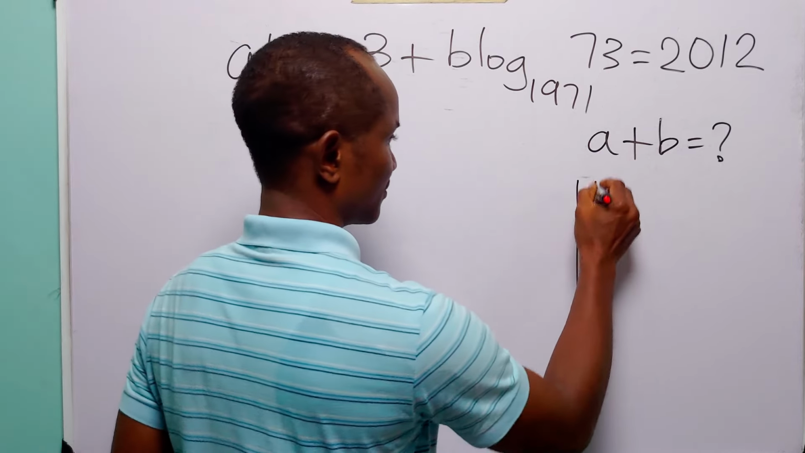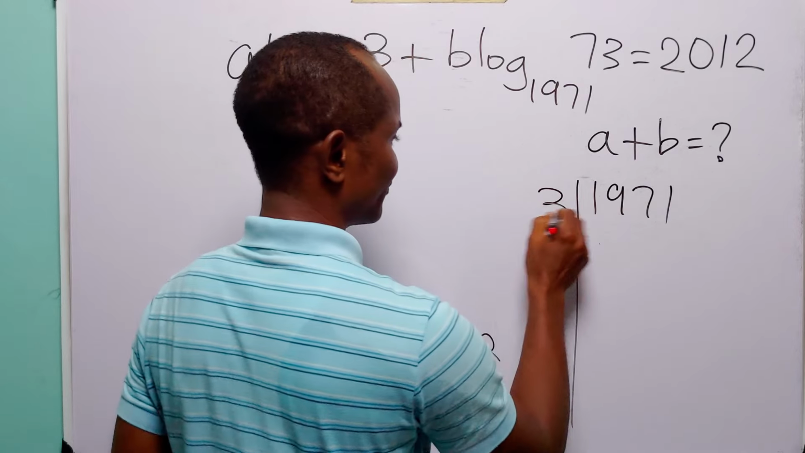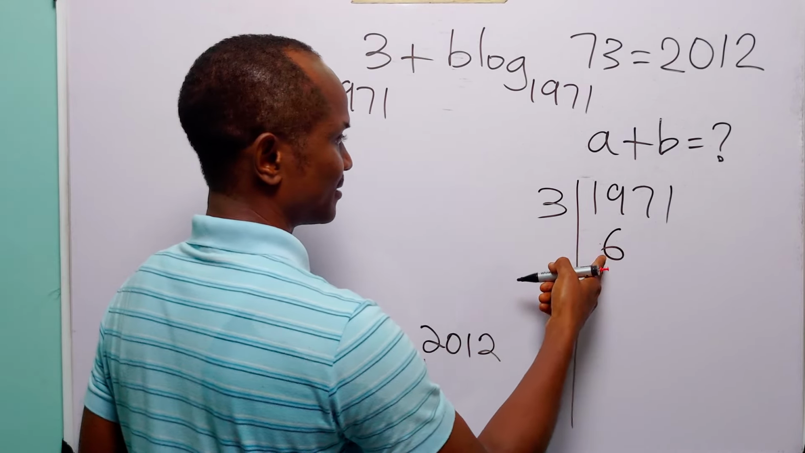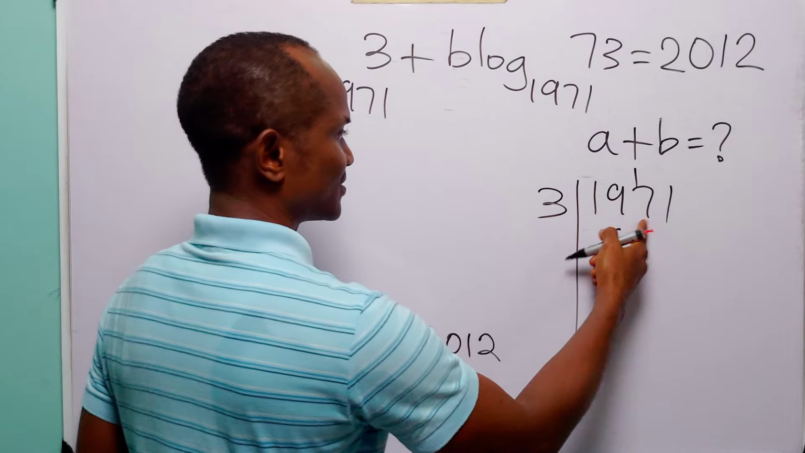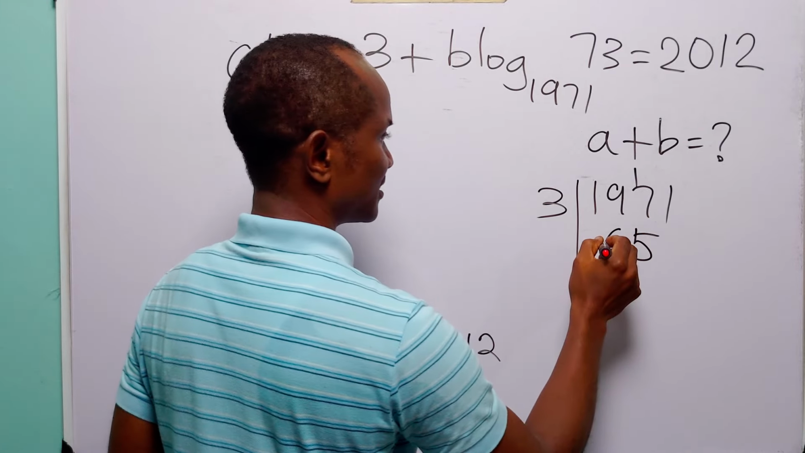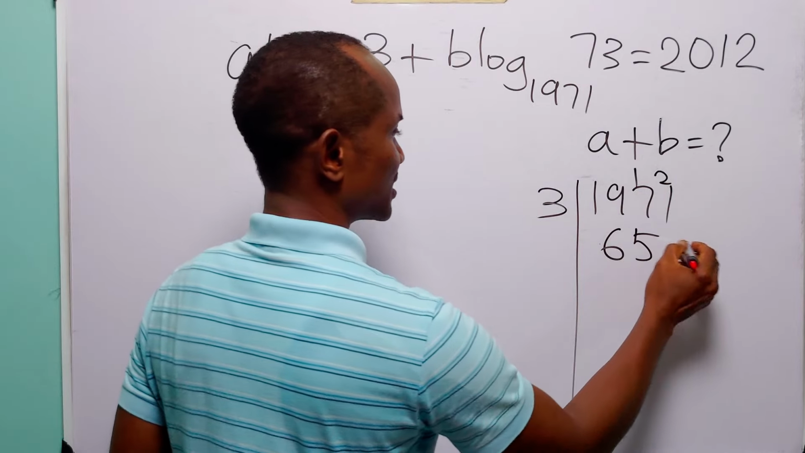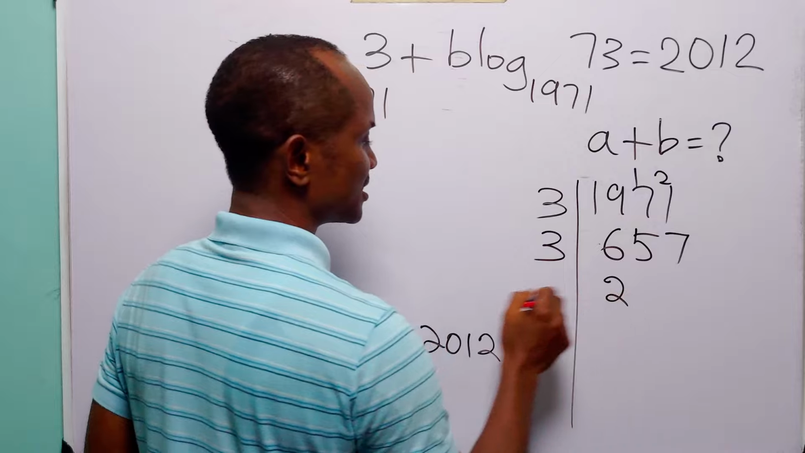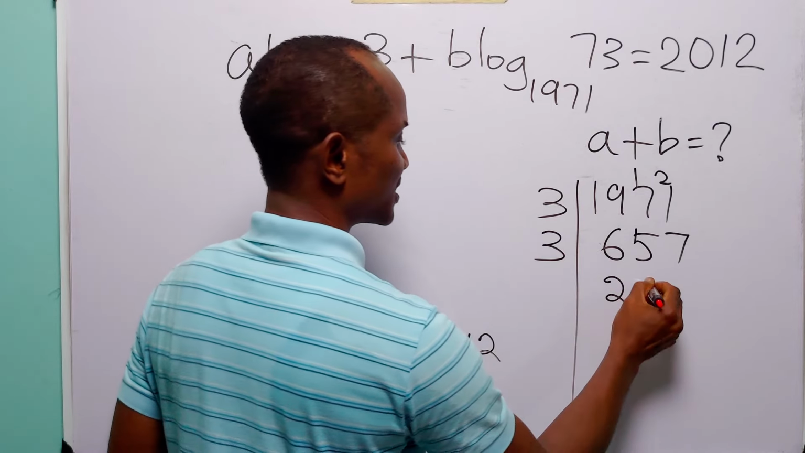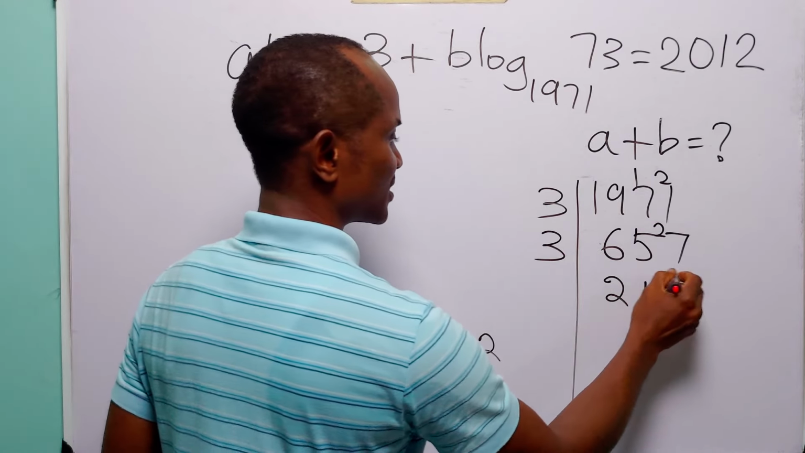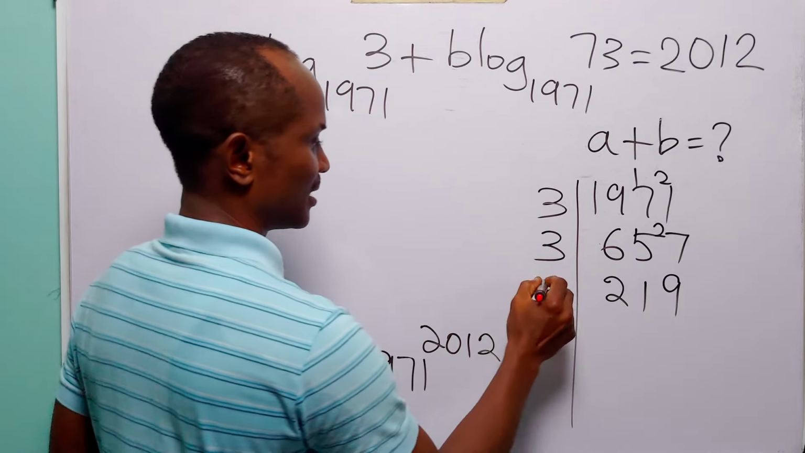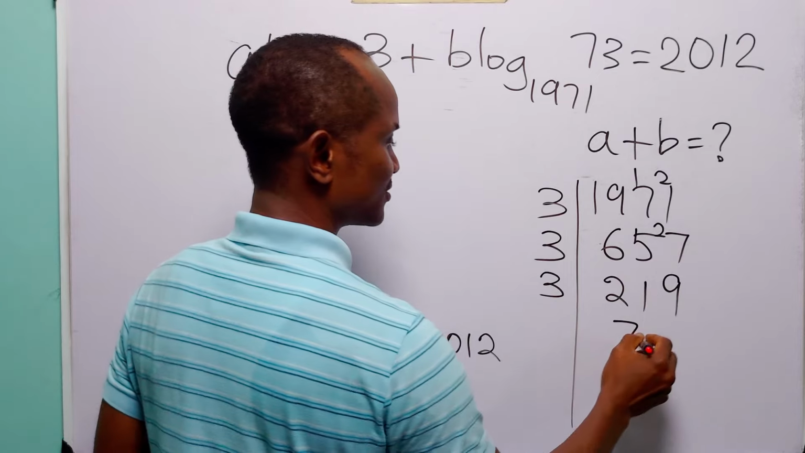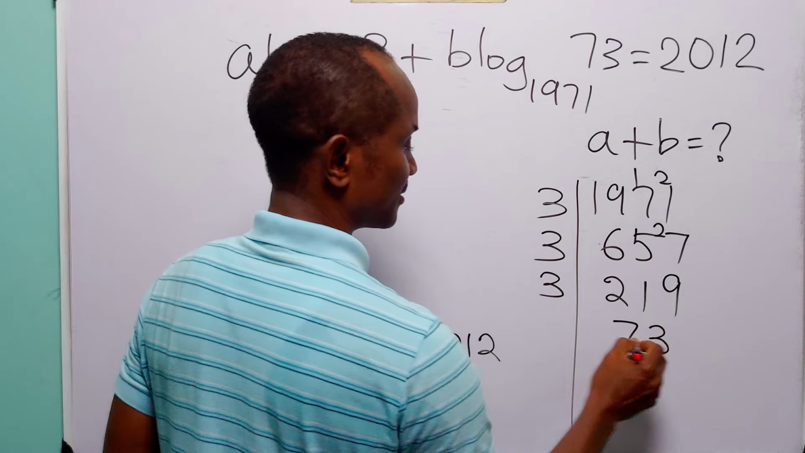So we have 1971 divided by 3. 3 into 19 is 6, that is 18, remainder 1. 3 into 17 is 5, that is 15, remainder 2. 3 into 21 is 7. Now, 3 can go again. 3 into 6 is 2. 3 into 5 is 1, remainder 2. 3 into 27 is 9. 3 once more: 3 into 21 is 7. And 3 into 9 is 3.